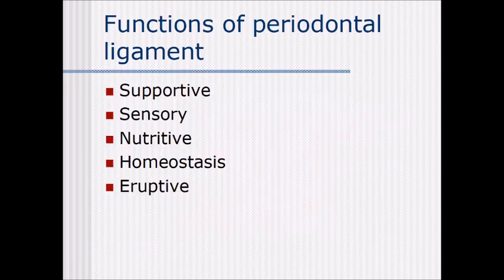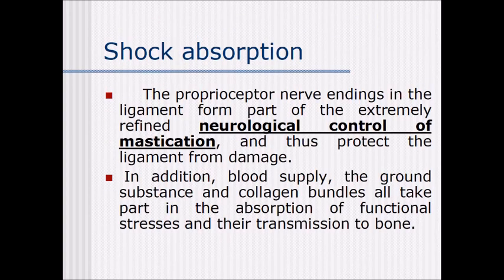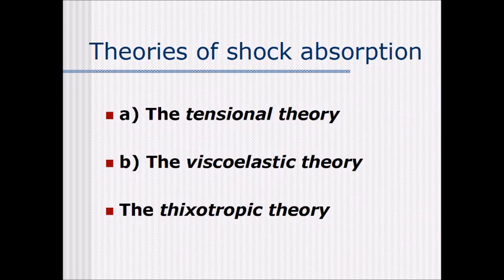Functions of periodontal ligament: supportive, sensory, nutritive, homeostatic and eruptive. Coming on to the shock absorption, the proprioceptive nerve endings in the ligament form part of an extremely refined neurological control of mastication and thus protect the ligament from damage. In addition, blood supply, the ground substance and the collagen bundles all take part in the absorption of functional stresses and their transmission to the alveolar bone. Coming on to the theories of shock absorption.